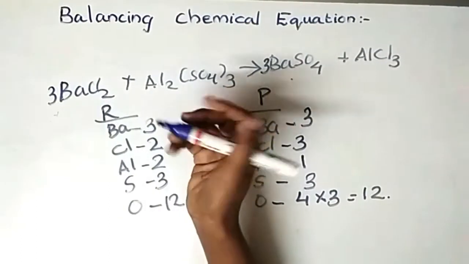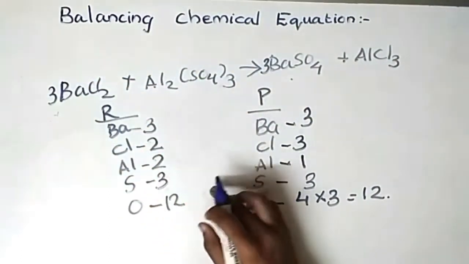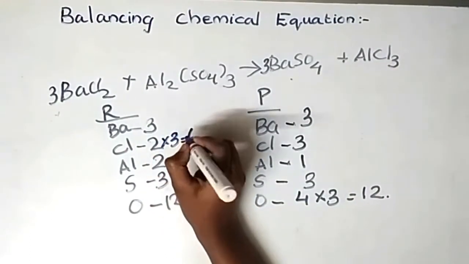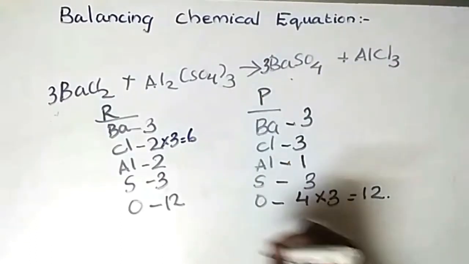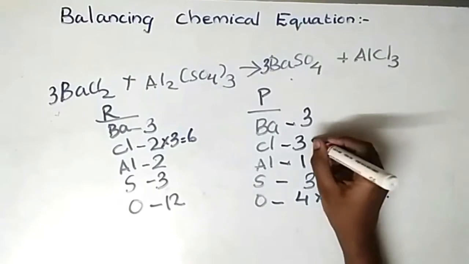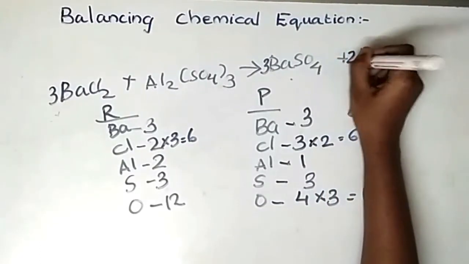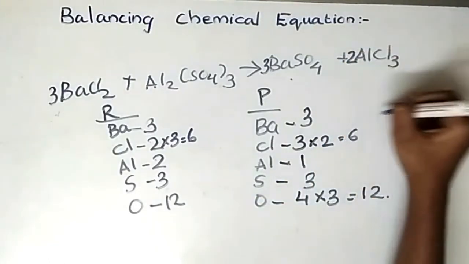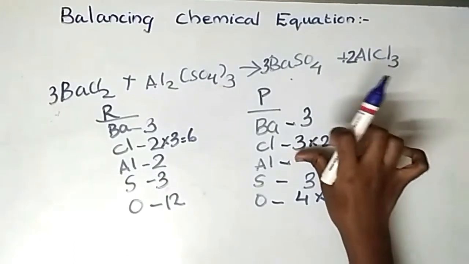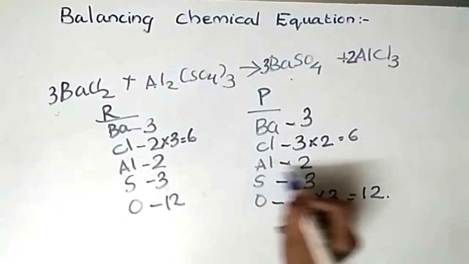Again we can see that the number of chlorine atoms changes in the reactant side, that is 3 into 2 is equal to 6. So we need to balance the product side again. It has 3 atoms already but we need 6. So multiply it by 2 and we get 6. So we can put 2 here. When you put 2, the aluminium atom also changes into 2 in the product side. So you have to rewrite it as 2. So aluminium automatically gets balanced.